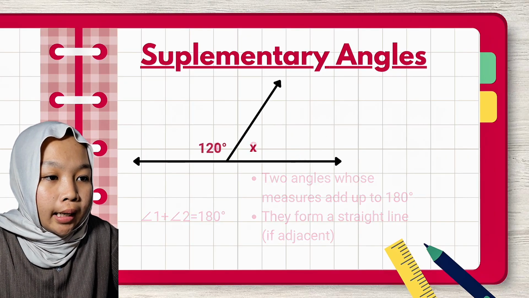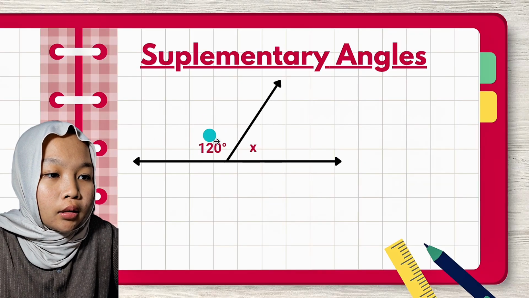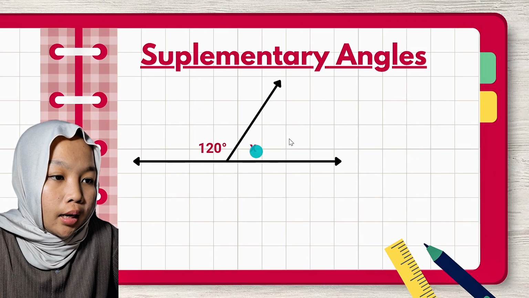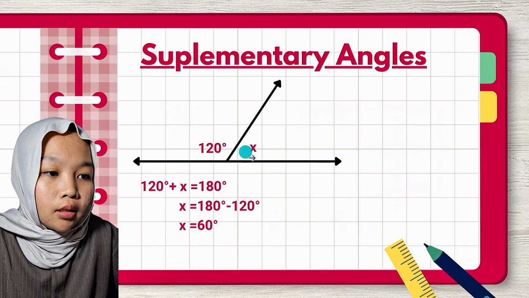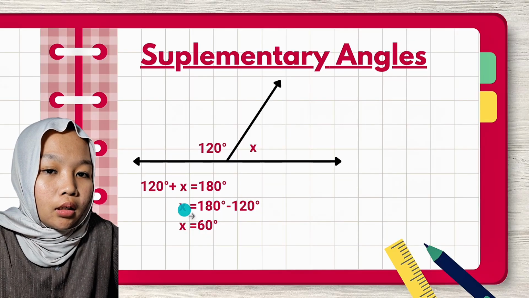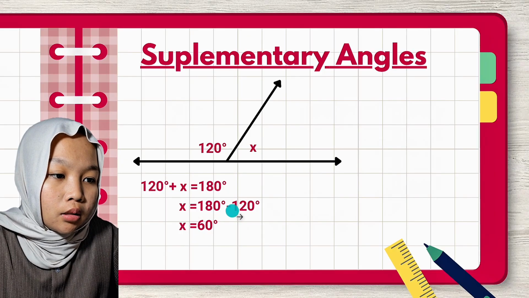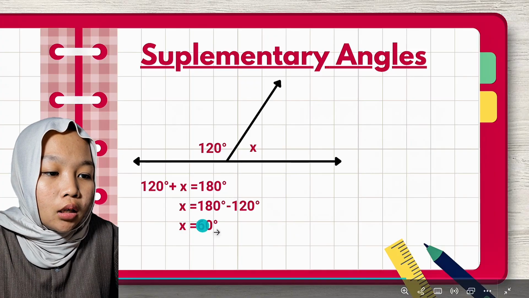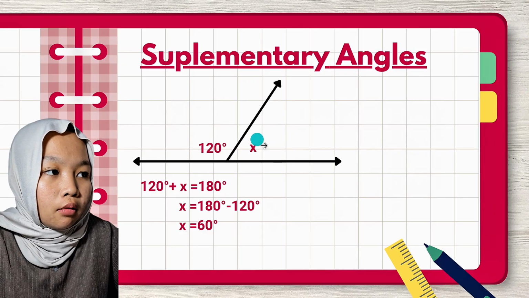Next, we're going to practice again. We know that the value is 120 degrees, and this is x. For the first, we know that x plus 120 degrees is 180 degrees. Then the value of x equals 180 degrees minus 120 degrees. Then the value of x is 60 degrees.